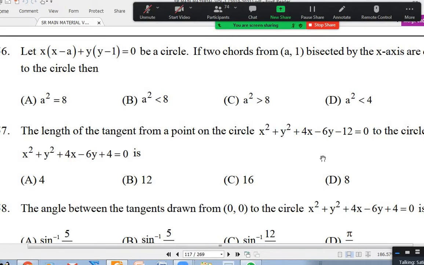Okay. Anybody have any doubt about 57? Yes, sir. Anybody want to tell how to do 57? Some of you completed, right? So anybody want to tell how to do 57?